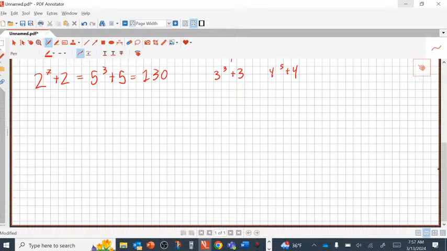Let's see here. So, what if right triangles have irrational side lengths? Can we go ahead and write that down? What if right triangles have irrational side lengths?